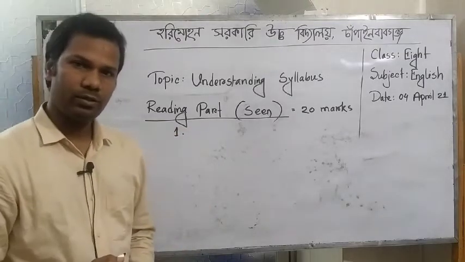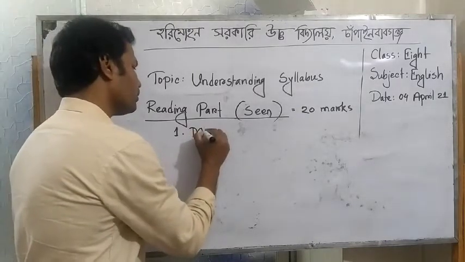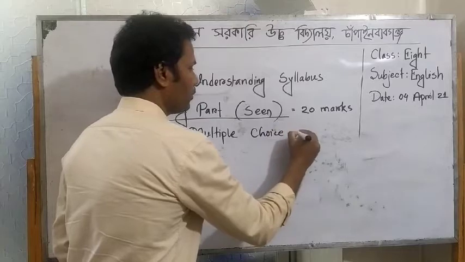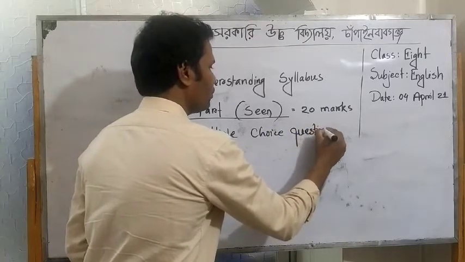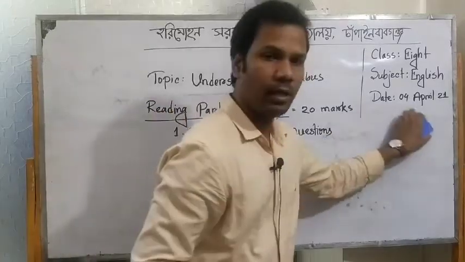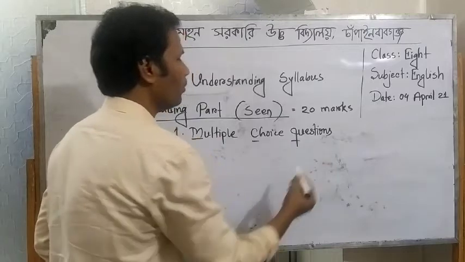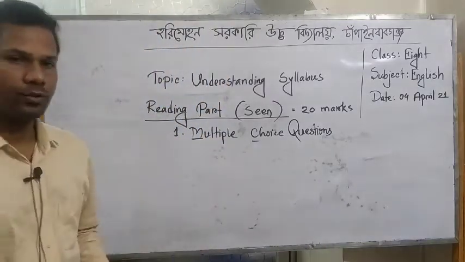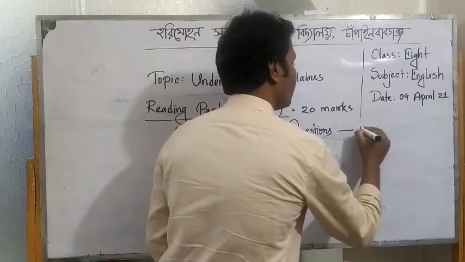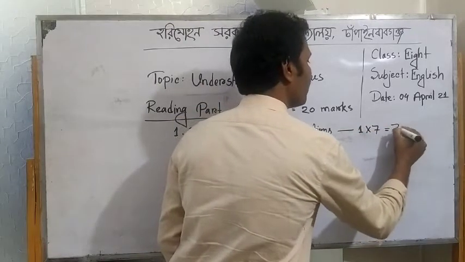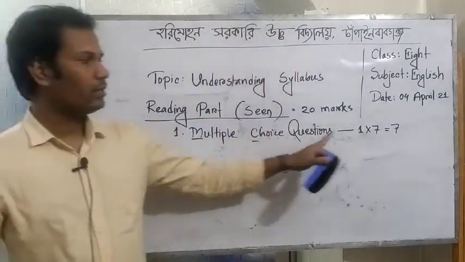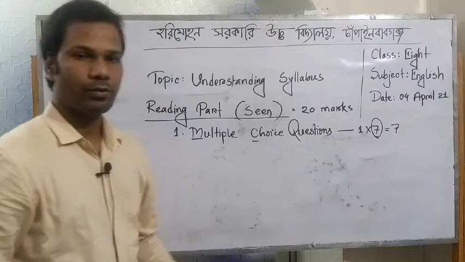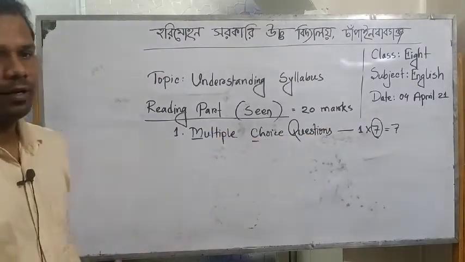First one is MCQ type questions, multiple choice questions. And here will be marks. What will be the marks? One mark for each of seven, equal to 7 marks. That means there will be 7 multiple choice questions in your syllabus and in your question papers also. 7 questions and 1 mark for each.